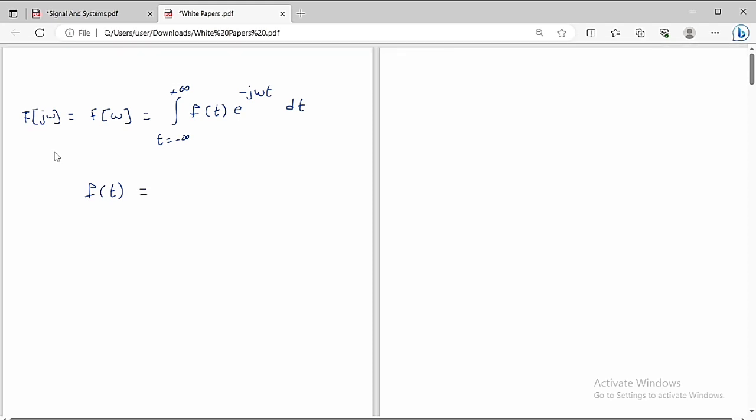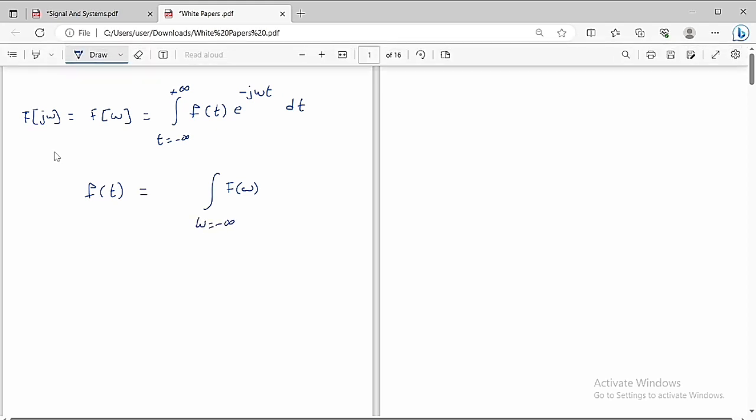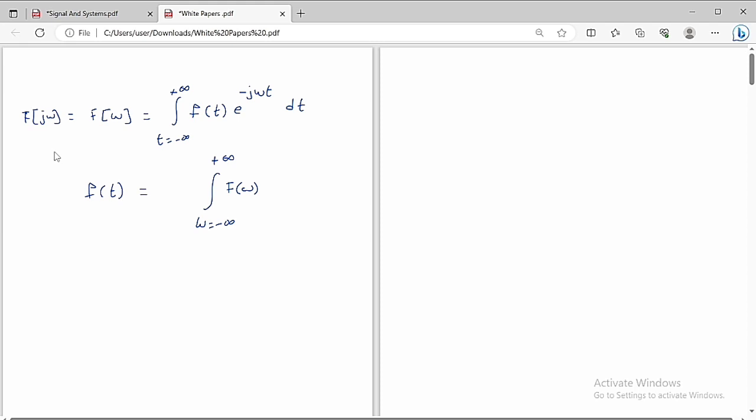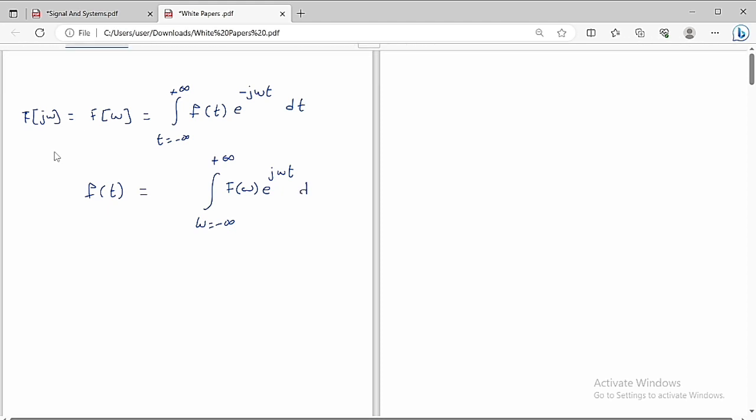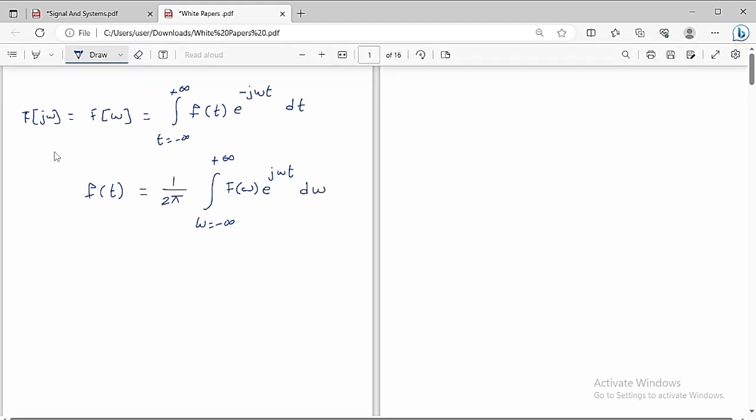Now do the reverse. For f of t, t becomes omega, because we are taking omega inside. Here inside we were taking t, so now we are integrating with respect to omega. So F of omega, where omega goes from minus infinity to plus infinity. Minus becomes plus here, dt becomes d omega, and you have to keep an extra factor of 2 pi. That's it. If you remember this one, it is easy to get the other.